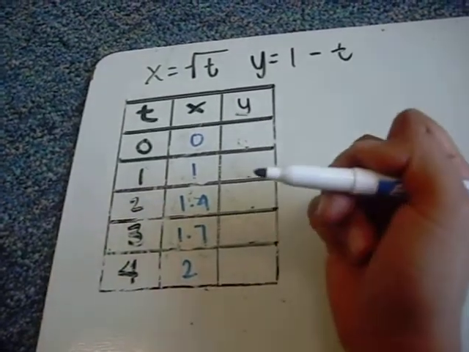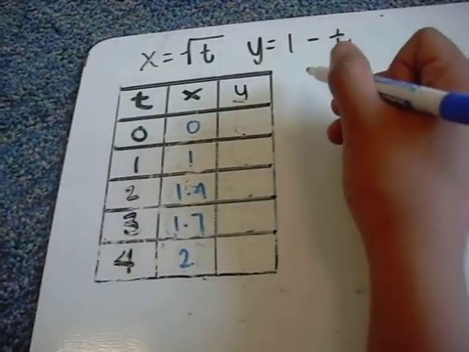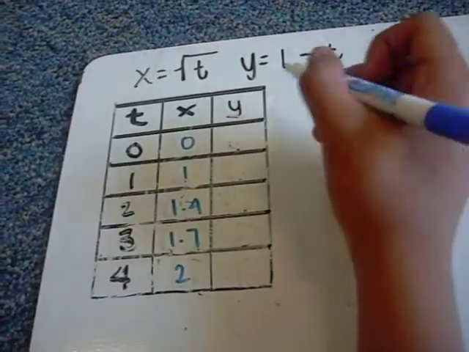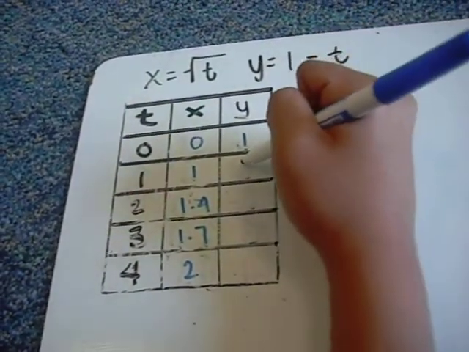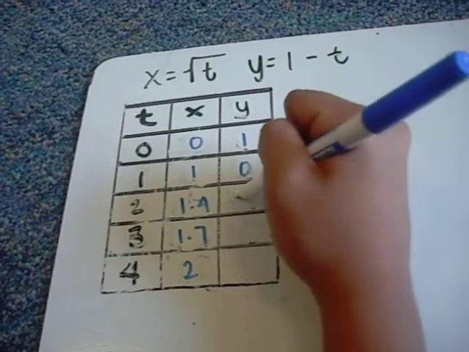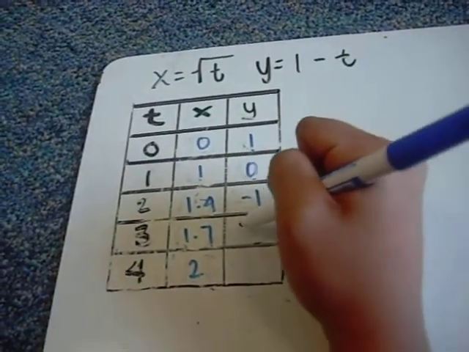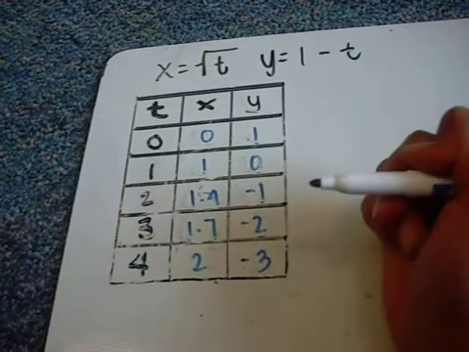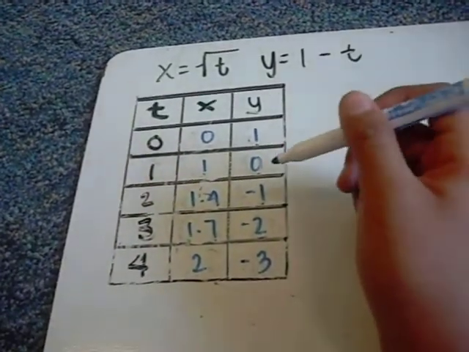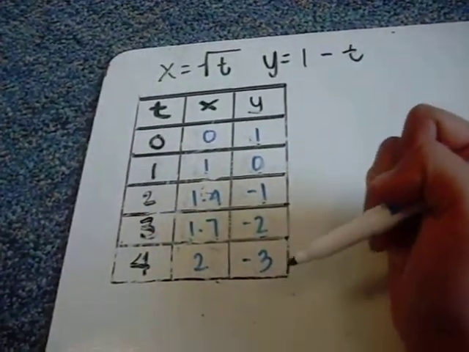Then you gotta find your y values, and you use the equation y equals 1 minus t. So 1 minus 0 is 1. 1 minus 1 is 0. 1 minus 2 is negative 1. 1 minus 3 is negative 2. 1 minus 4 is negative 3. And so now you have your x and y values, and you graph them on some graph paper.